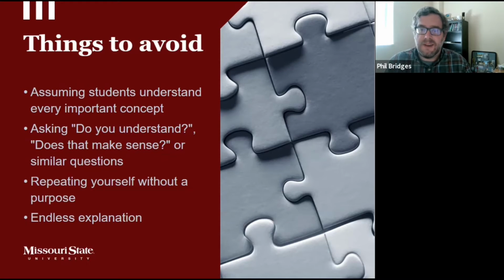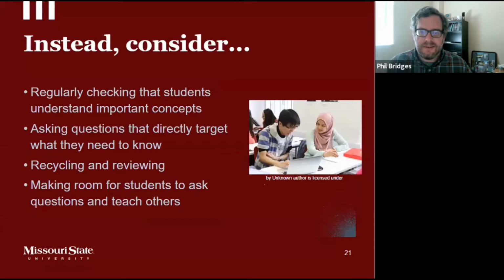Another thing we tend to do as teachers that can make a class very teacher-centered is just repeat ourselves, even if there's no good purpose for doing so. Or we can explain something just forever and ever. And if our students aren't getting anything of that, that's not necessarily helping them understand or checking that they understand, it just becomes more teacher talk. So instead, there are a few things to consider.